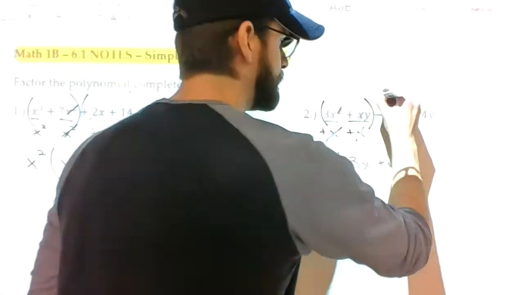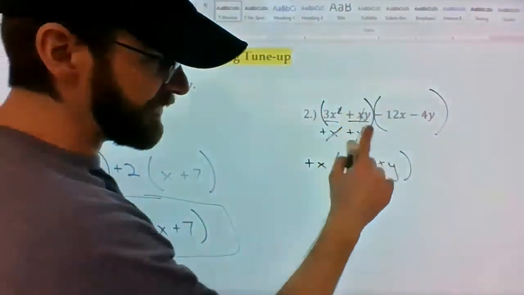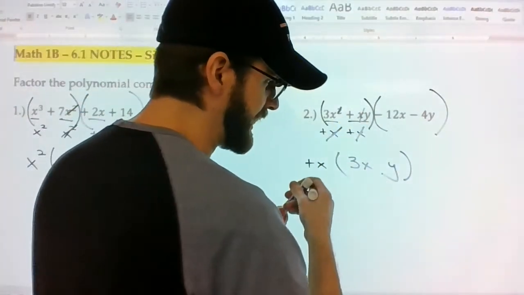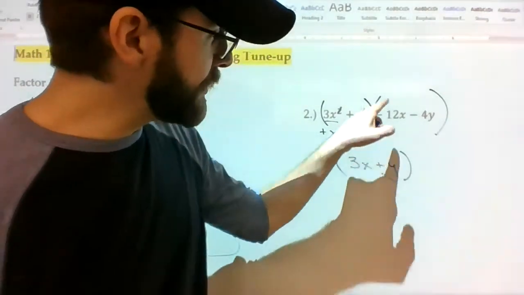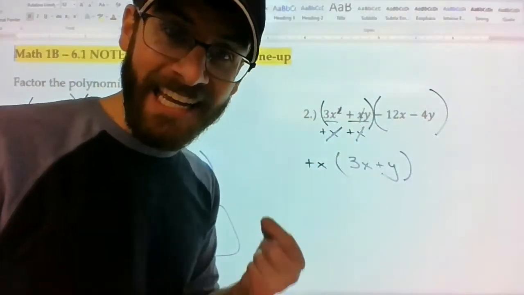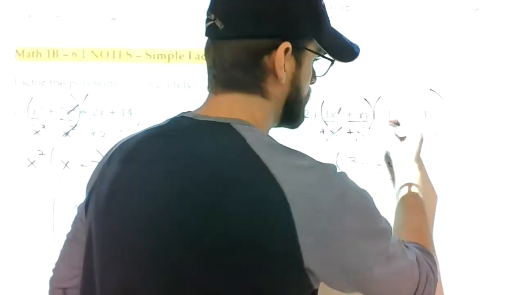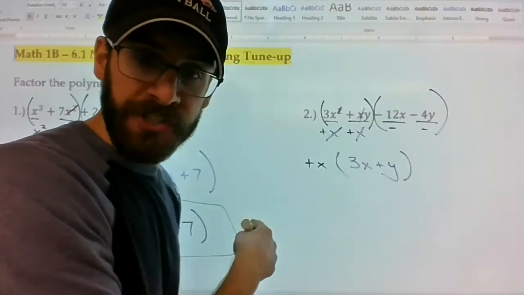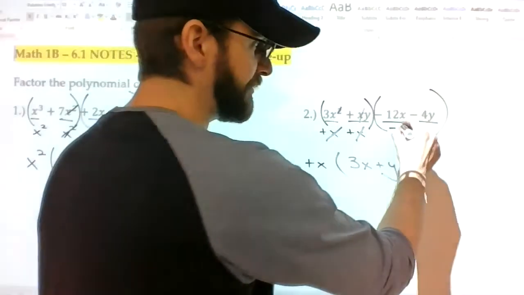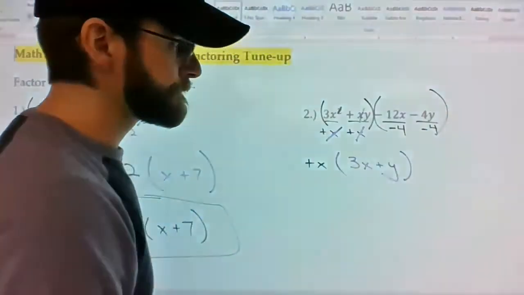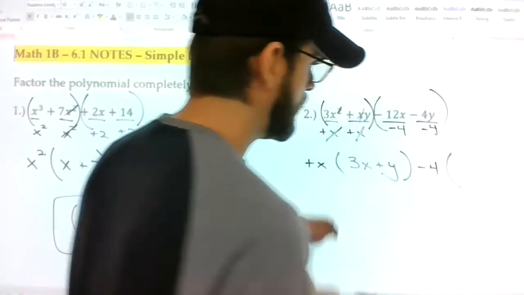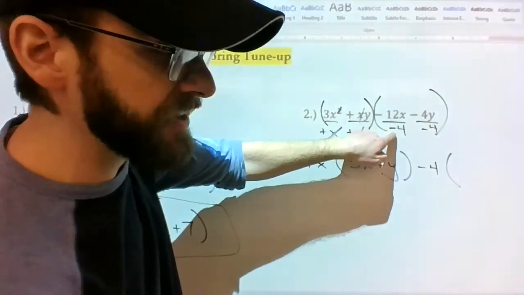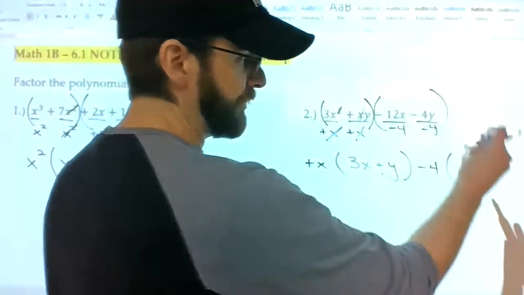Second group. I'm noticing that there's both positive numbers inside here, 3x plus y. We need the inside to be all positive. So if there's two negatives here, I'm going to divide that negative out. Divided by a negative, divided by a negative. Now I also notice that 4 goes into both 12 and 4. So divide out negative 4. And what do we get? Negative 12 divided by negative 4 is positive 3. And that x is still there.